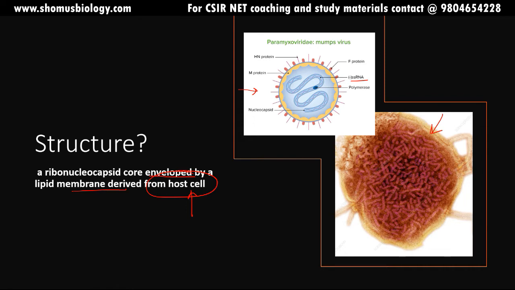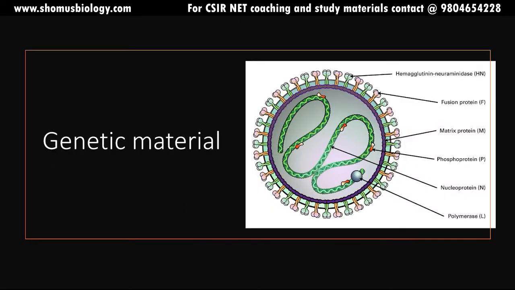Those multiple proteins are F protein, HN protein, M protein, all these proteins. And the genetic material, obviously, is negative stranded single stranded RNA. You can see the proteins outside are hemagglutinin, fusion protein, matrix protein, phosphoprotein, and there are proteins associated with the RNA which are known as nucleoprotein, and also the enzyme polymerase is present inside.